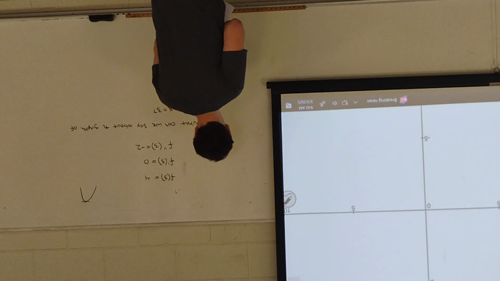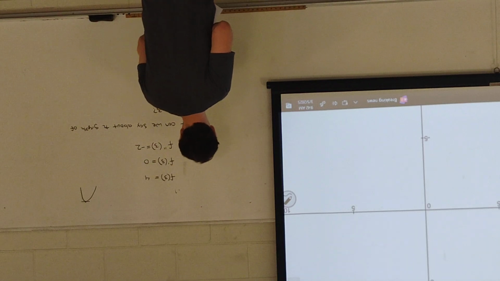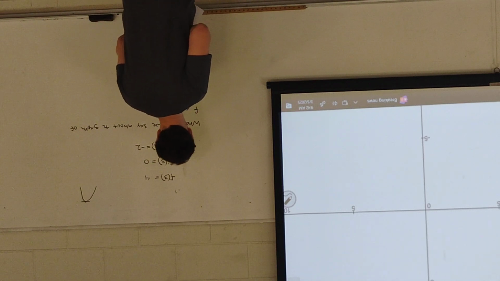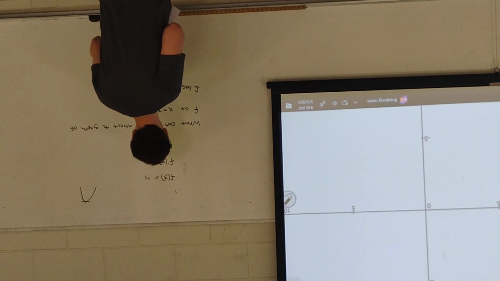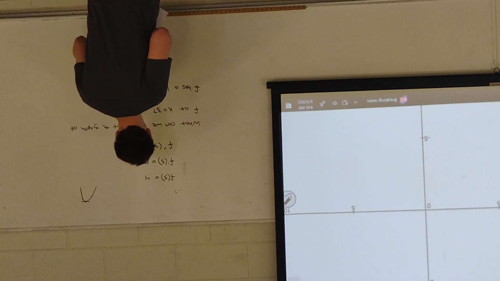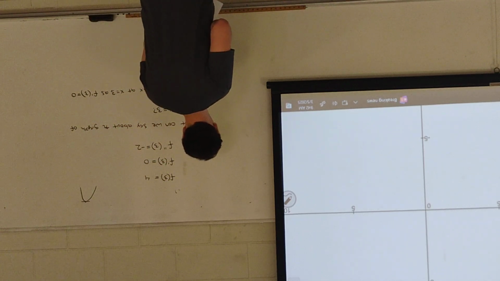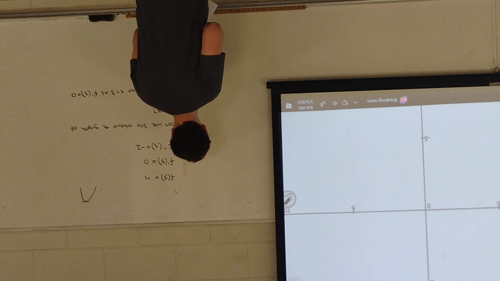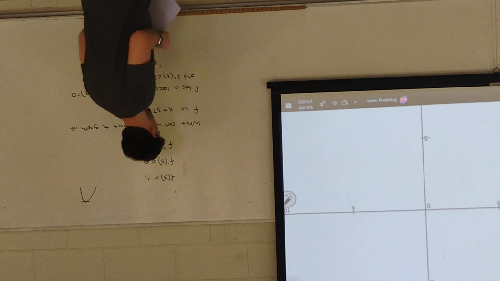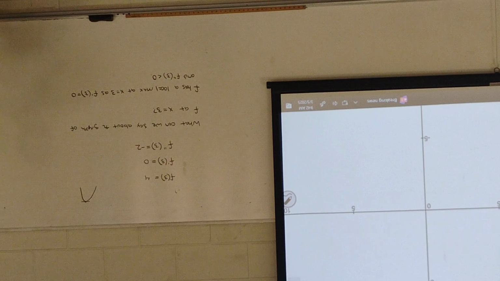So I can say f has a local max at x equals 3, as the first derivative equals 0, and the second derivative, again, I don't care what the value is, just say it's negative.